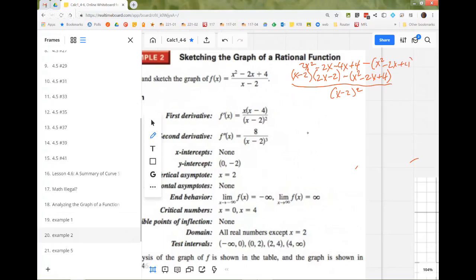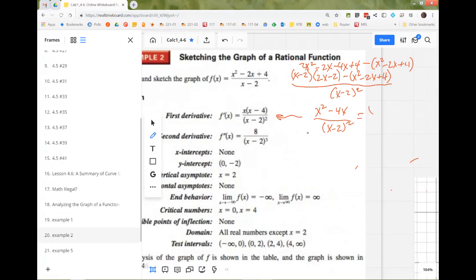And what happens on the top? Well, on the top, you get 2x squared minus 1x squared, which is x squared. Negative 2x minus 4x is negative 6x. And when you subtract a negative 2, it becomes negative 4x. And 4 minus 4. So, in other words, here's what you get. So, that's really what we've got right here, isn't it?